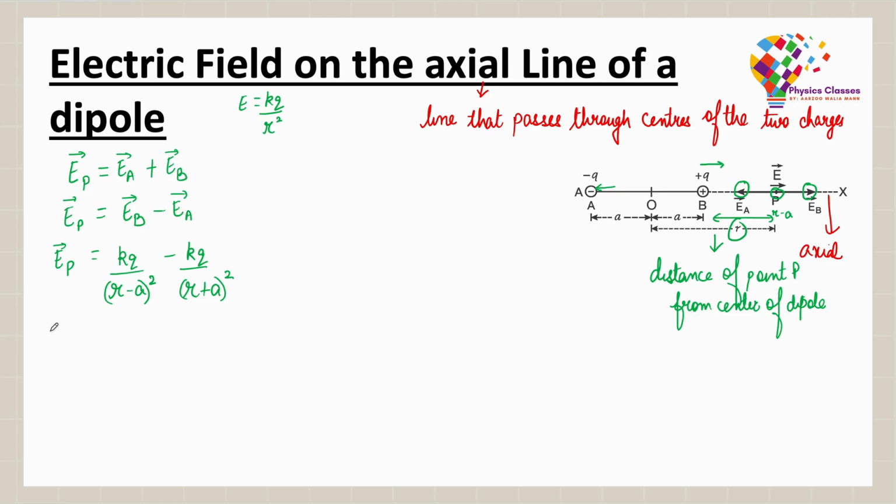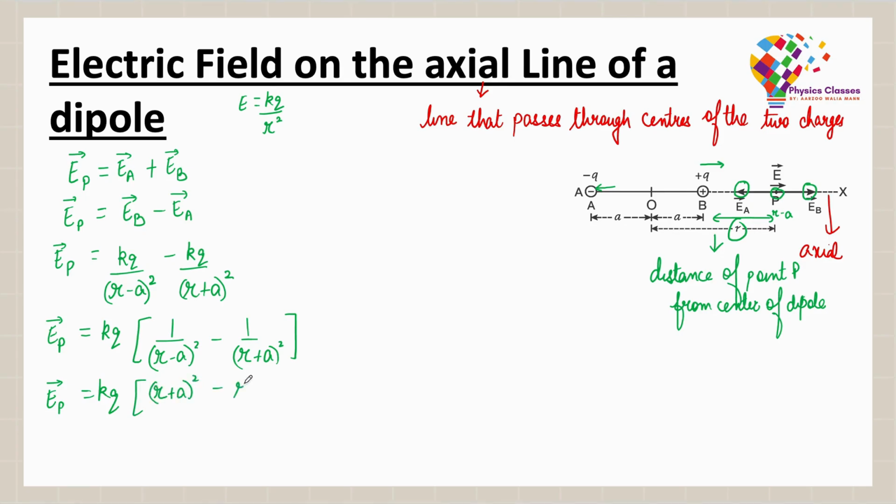Now from here, the electric field at point P can be written as, if I take KQ as common and simplify this expression, 1 upon R minus A whole square minus 1 upon R plus A whole square. I can take the LCM and I would simply get R plus A whole square minus R minus A whole square, over R square minus A square whole square.